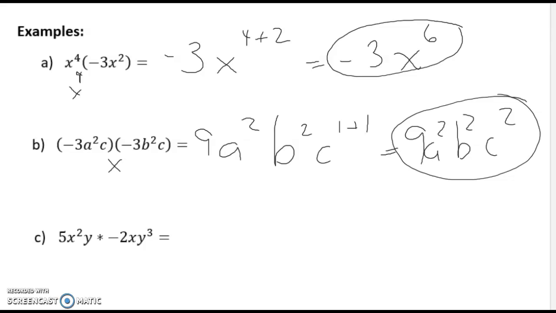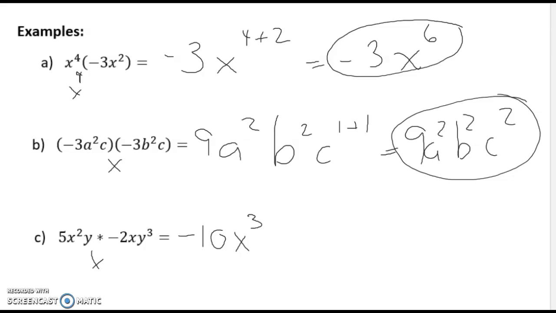Okay? So the third way to say multiplying is by having a dot or a star. Okay? So that also means multiply. Okay? So same thing here. First thing we do is we multiply our numbers in front. So 5 times -2. 5 times -2 gives us -10. And then we have x squared times x. Well, if there's nothing there, it's a 1. So 2 plus 1 gives us x to the 3.